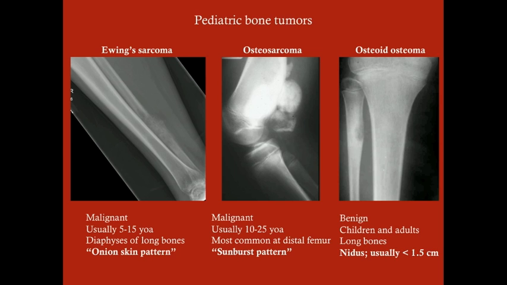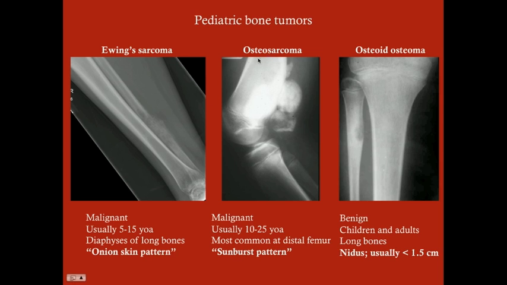So this is a malignant tumor. It's usually in kids 5 to 15 years of age. We tend to see it on the diaphyses of long bones. So this would be a typical place for it to come up, the fibula. Or you could also see it in the tibia here. And it's this onion skinning pattern.